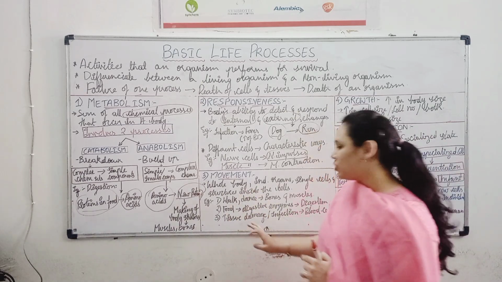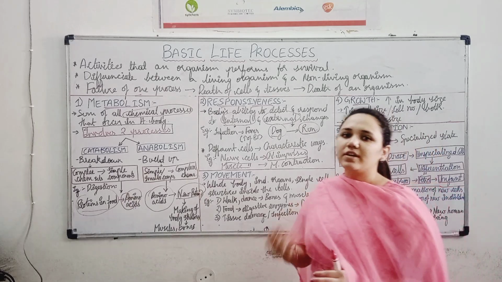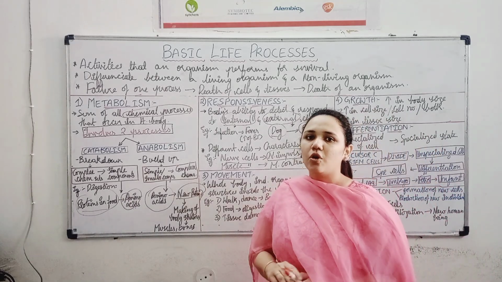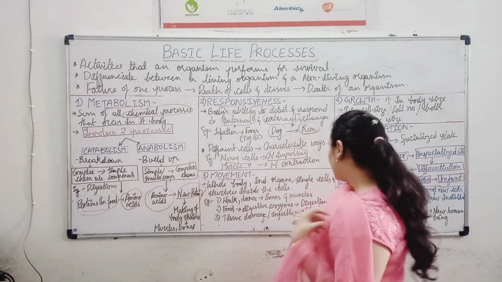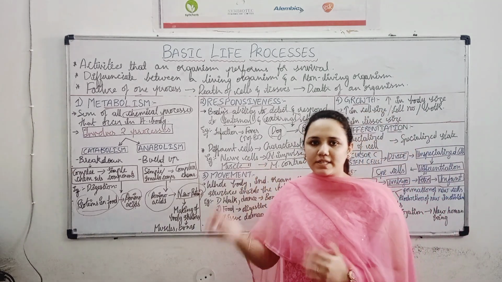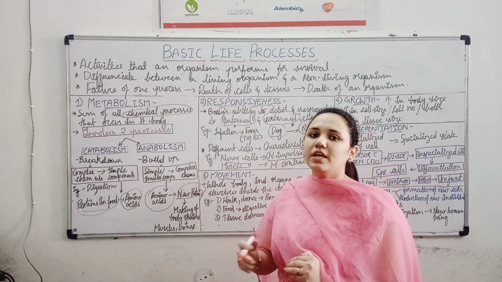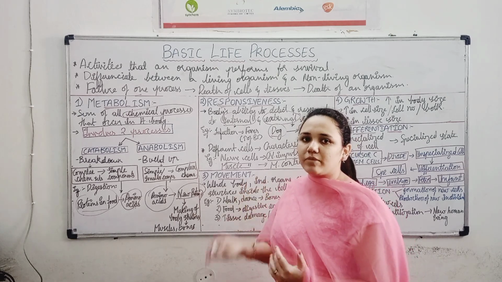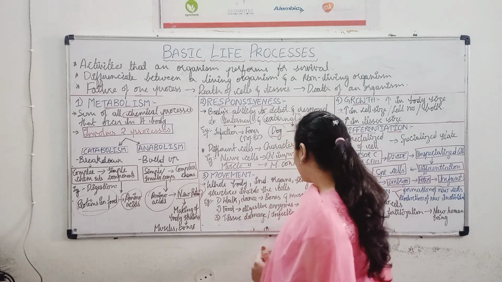And other is tissue damage or infection. So whenever there is damage to the tissue or whenever there is an infection, different blood cells move to that site of damage or infection in order to repair it, like WBCs, platelets, etc.